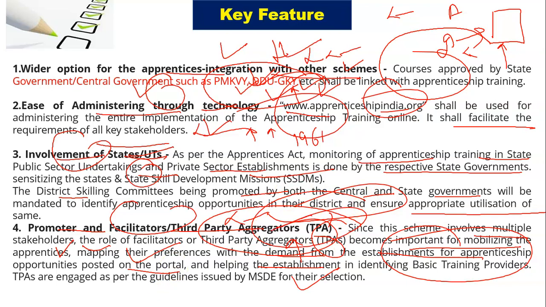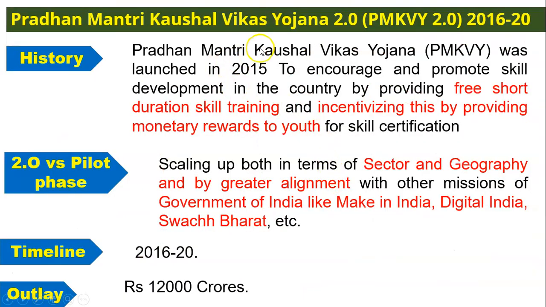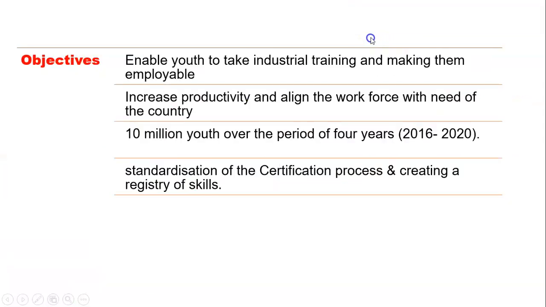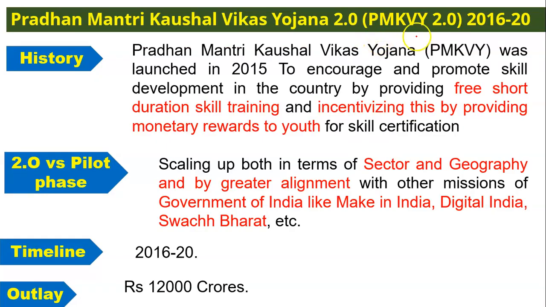Now our second scheme is Pradhan Mantri Kaushal Vikas Yojana 2.0, and its time period was 2016 to 2020. Before learning everything about this scheme, we should know the history behind this. Actually this is 2.0, so what about the 1.0 scheme?